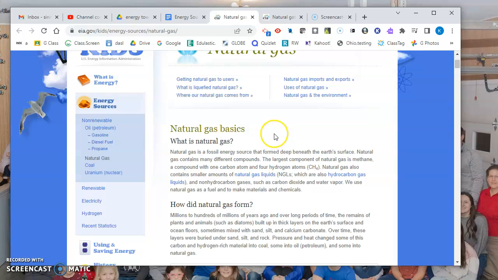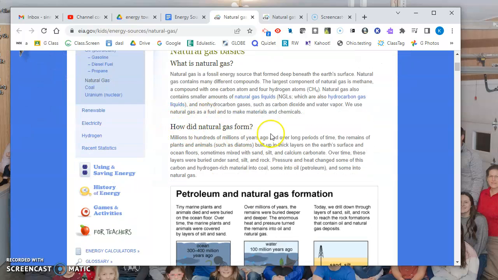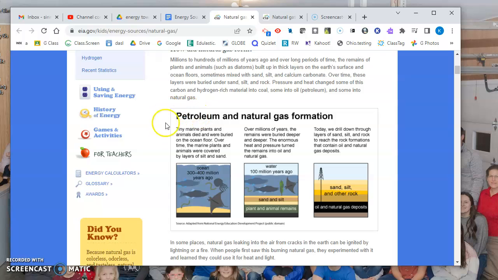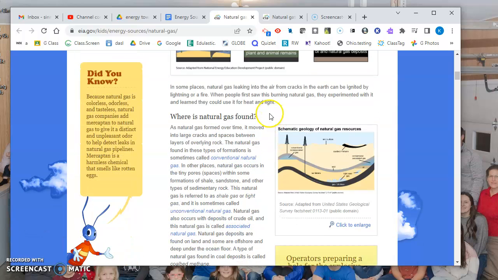So this one here is a pretty basic website. Tells you here what is natural gas, how did it form. Here it tells you how it took many years to create it, because it's a fossil fuel, and all fossil fuels are pretty much created the same.